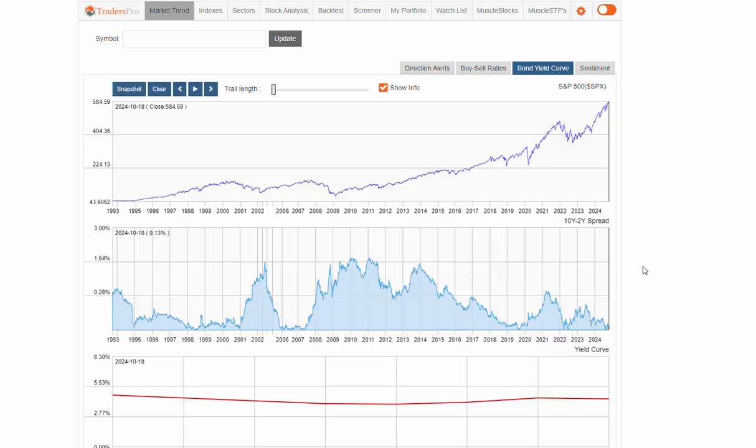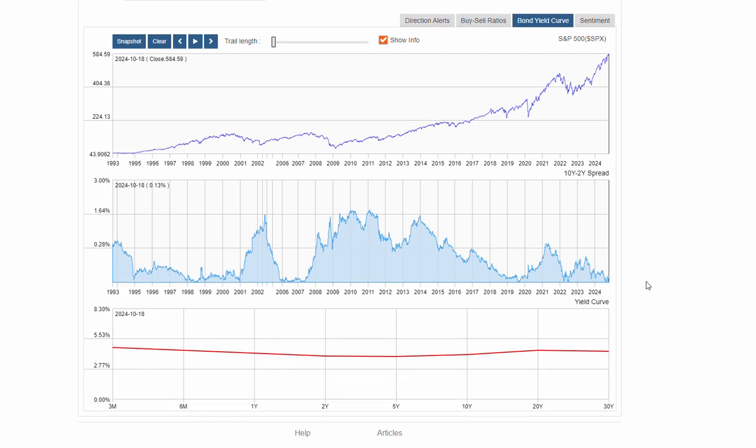Let's jump to that. Bond yield curve, the bond market ultimately runs the world, okay? In the U.S., the Federal Reserve has so much control over interest rates, but the bond market is still trading independent of what the Federal Reserve does.